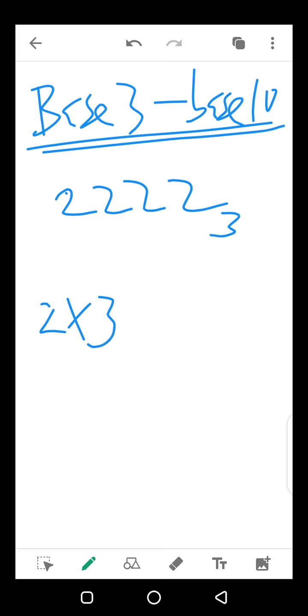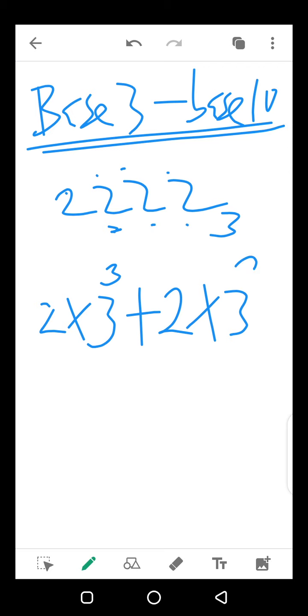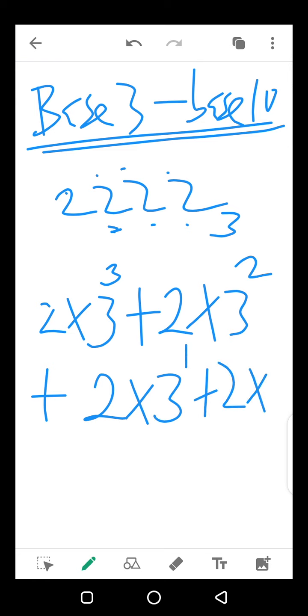figures are in front of the first 2? 1, 2, 3. So we have 2 times 3 raised to power 3 plus 2 times 3 raised to power, how many figures are in front of it? 1, 2, raised to power 2 plus 2 times 3 raised to power 1 plus 2 times 3 raised to power 0.